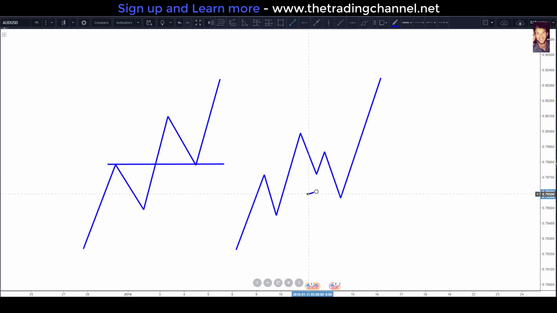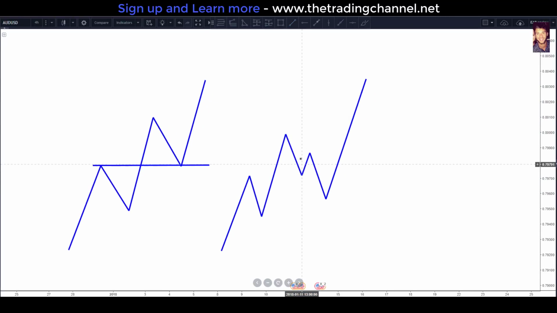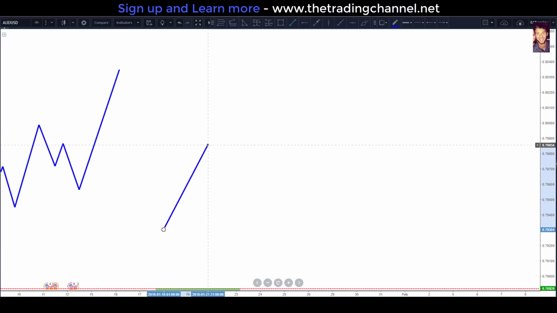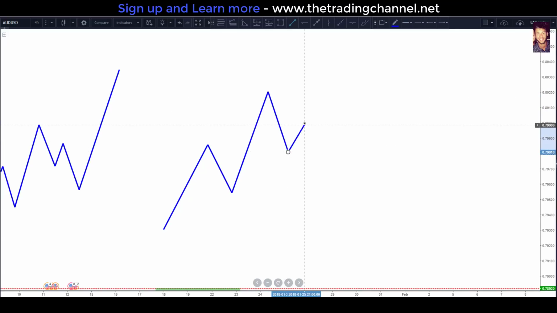So this is just a complex version of a pullback instead of a simple pullback like this over here. And again, whenever we're talking about ABCD patterns, this would be a good example of an ABCD pattern. What we're actually looking for during an ABCD pattern is a market that's trending in a certain direction, and then that ABCD pattern to form something like this, where we have a move down, a pullback, and then a very similar or exactly the same move down after that pullback.